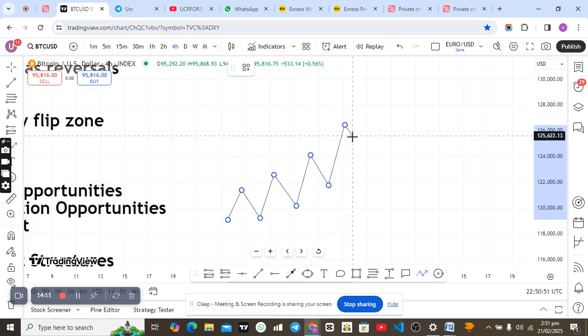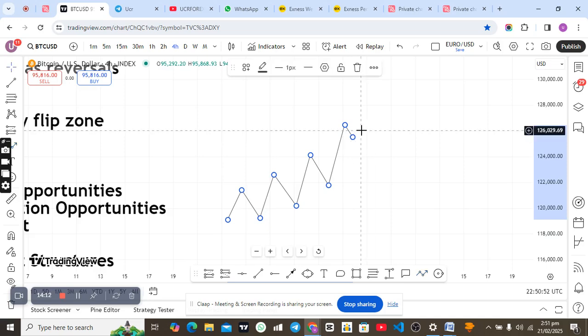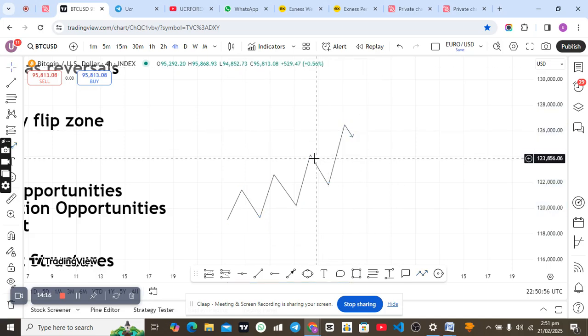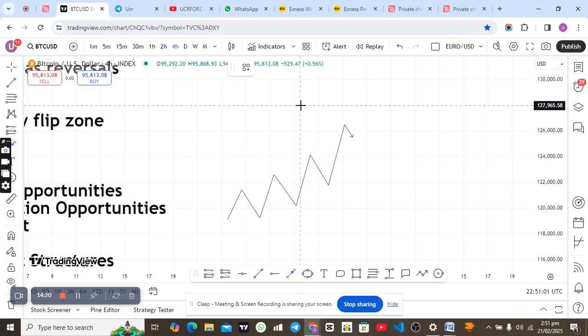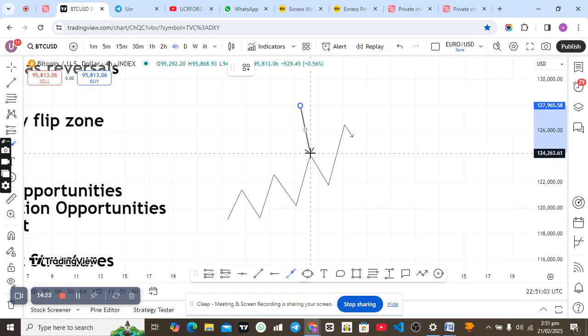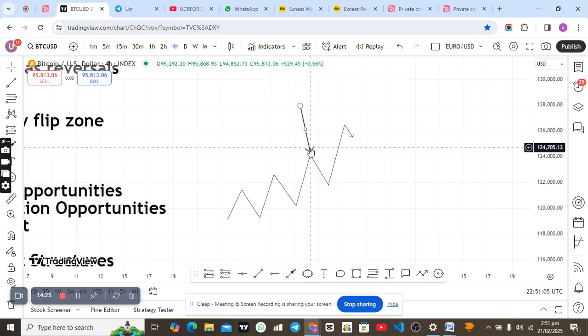So now you see, the market has actually taken out the very particular high. The market has taken out this high. So the moment that the market has taken out, look at the high I'm pointing here, the market has actually taken out the very particular high that is here. The market has taken it out.